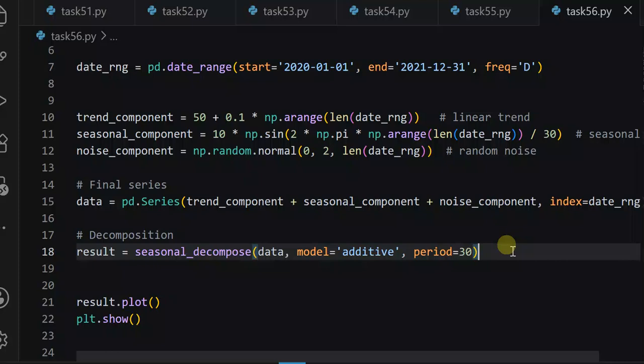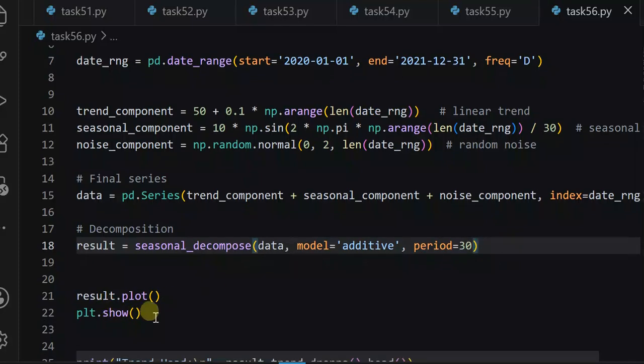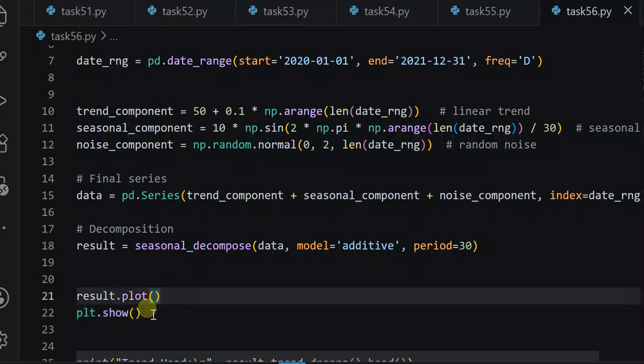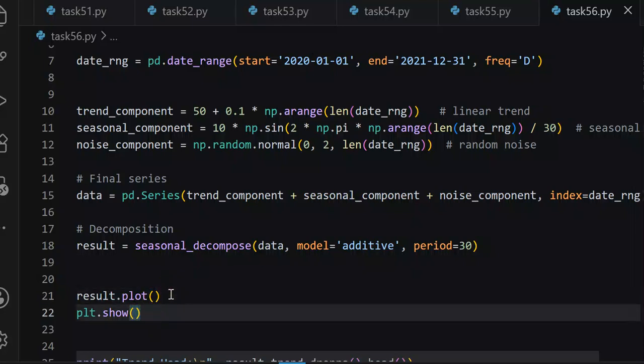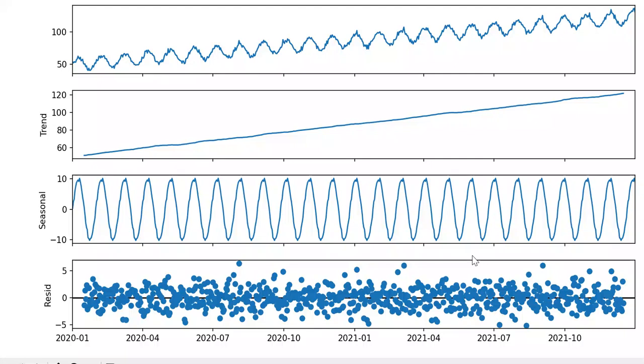It uses a period of 30 days, and we plot the graph by using result.plot and plt.show. Here is the output of the code.